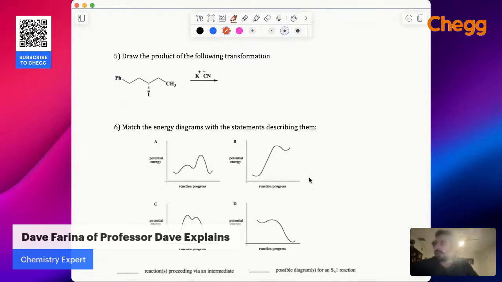So now I want to talk about the mechanisms. SN1, SN2, E1, E2 are definitely a first really big stumbling block for a lot of students. So here, this is a very, very simple and very straightforward SN2 reaction. So CN minus is a classic SN2 nucleophile.